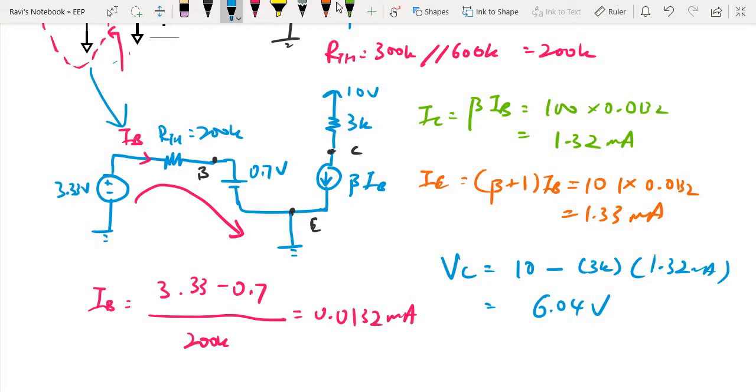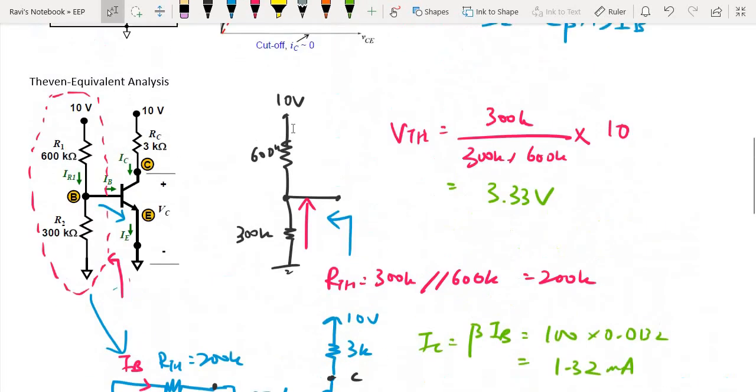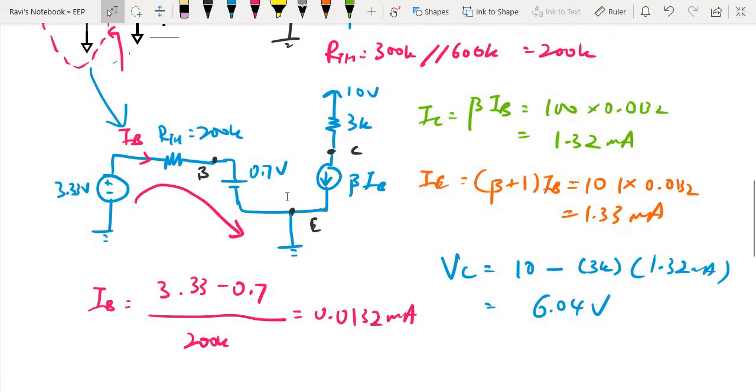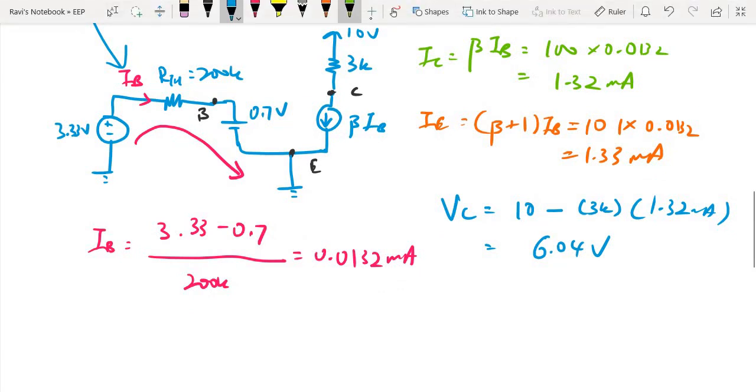In order for us to confirm that it is actually in the forward active region, we need to make sure that two conditions are satisfied. VBE must be greater than 0 and VBC must be less than 0. So let's confirm that. The voltage here is VB. VBE is VB minus VE, which is the voltage from here to here. And since there is nothing else over here, it is VB to ground, which is 0.7 volts, which is forward bias. So that is the first condition fulfilled.